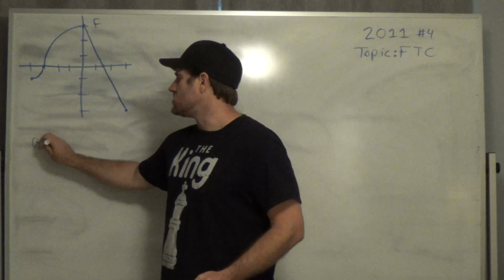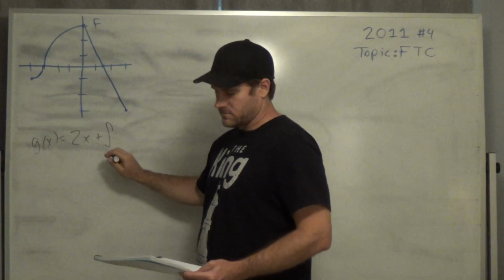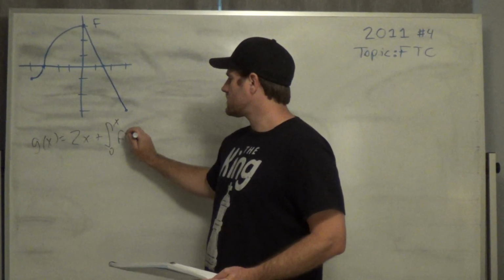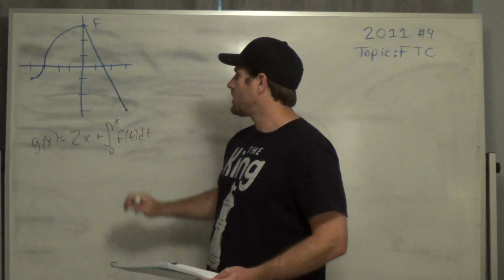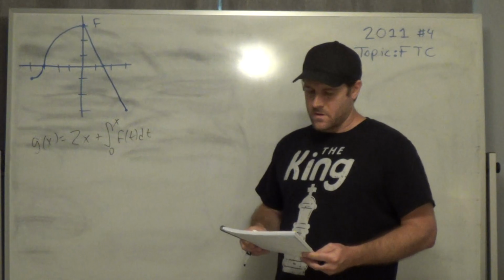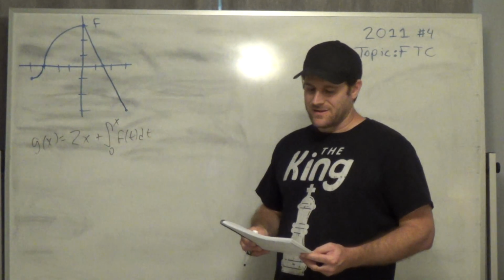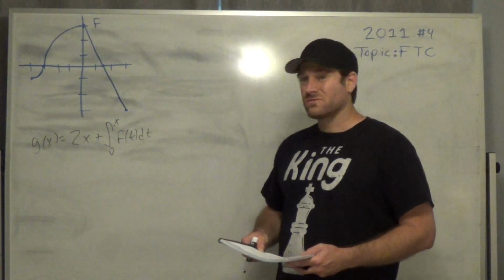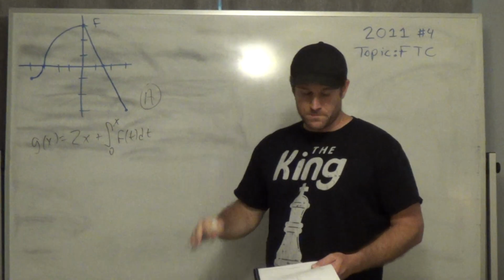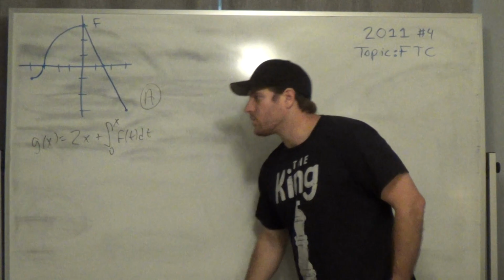Then they gave us a strange-ish piece of information. They said g of x is equal to 2x plus this. Okay, so let's go ahead and jump into part A. Now to deal with part A, there's 3 parts to part A. The first part says find g of -3. So let's start with the first part.